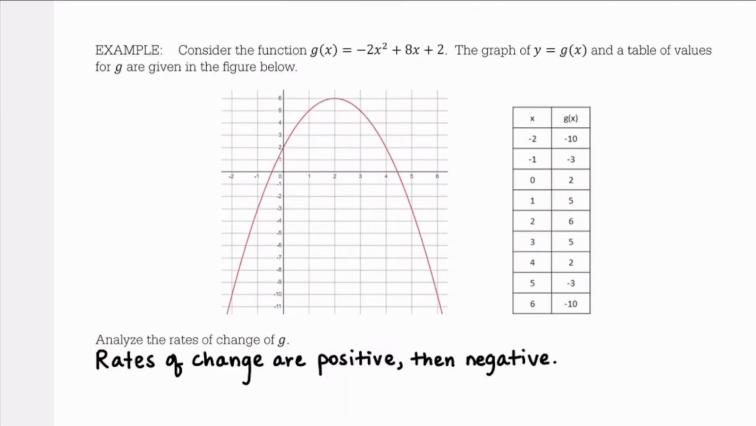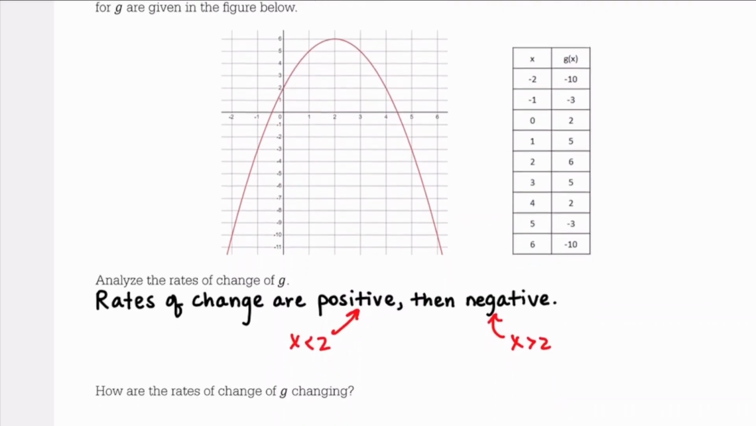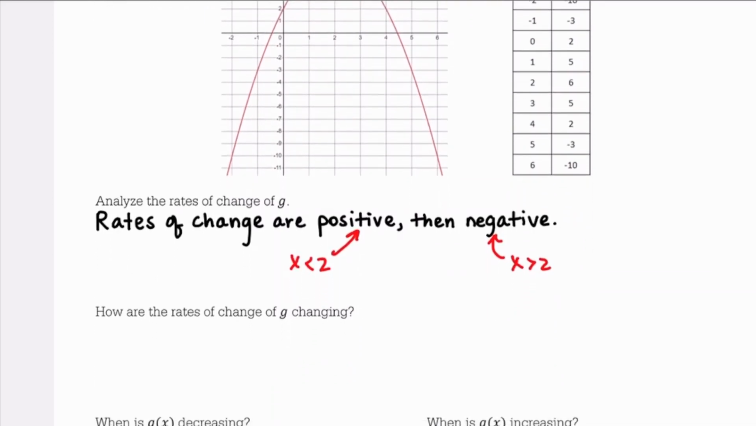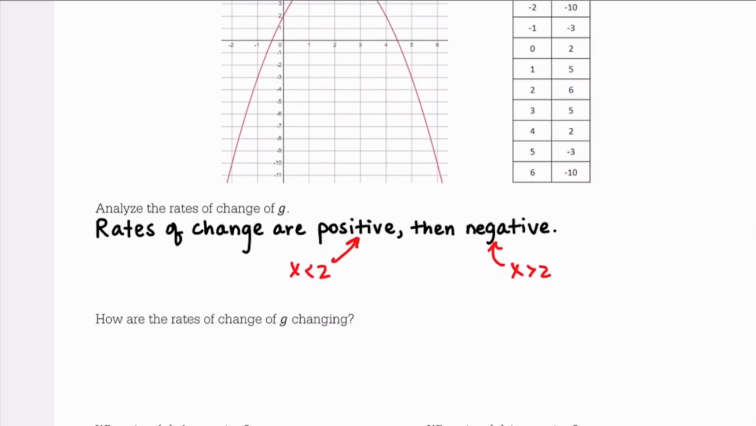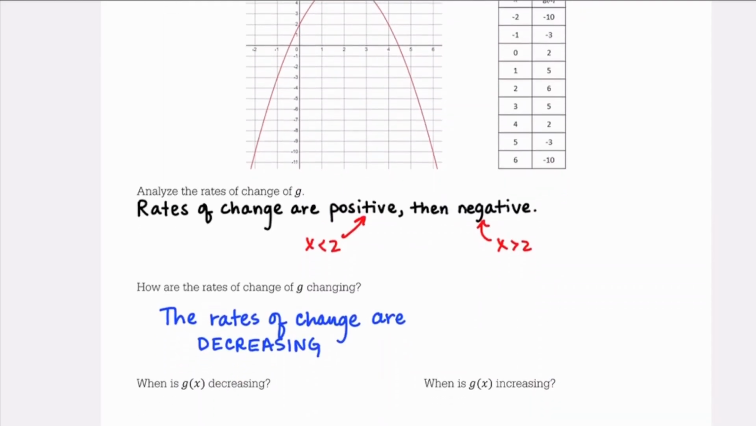And then, maybe I'll add a little extra note that they're positive when x is less than 2, and they're negative when x is greater than 2. Right. How are the rates of change of g changing? Well, if they're going from positive to negative, that means they're decreasing.